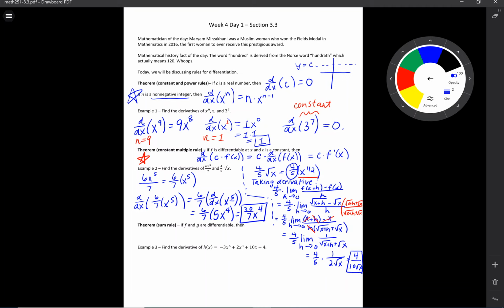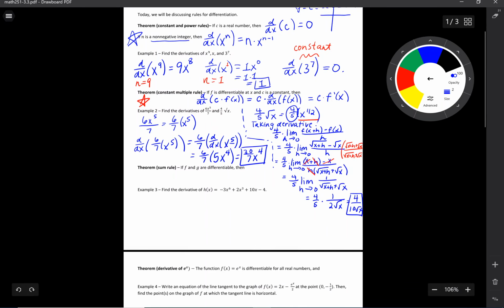So we couldn't use the power rule on this problem because right now we only know the power rule for non-negative integers, but I could deal with the 4/5 by bringing it in front of the limit. So that was the point of that problem.